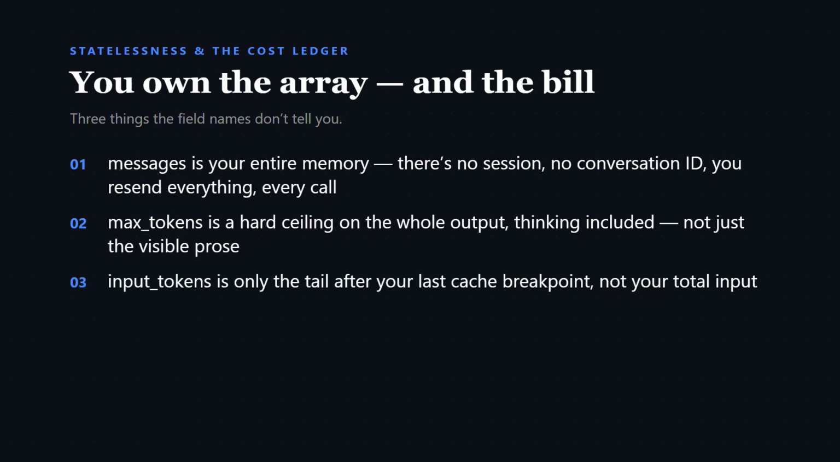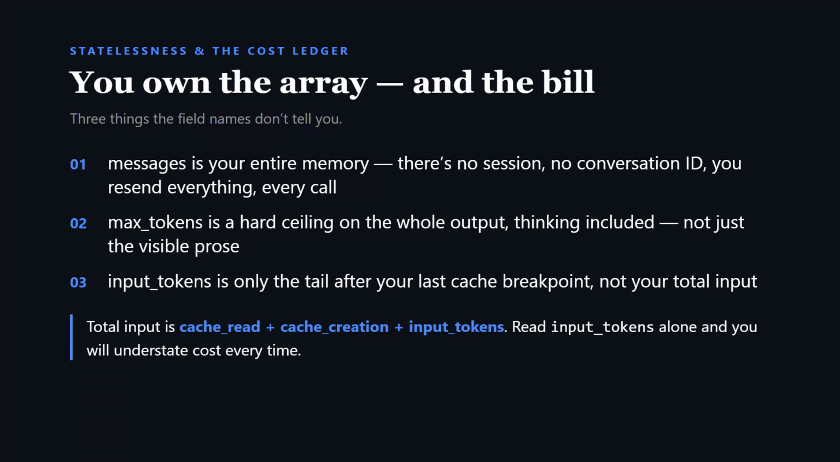Third, and this one costs people real money, input_tokens is only the tail after your last cache breakpoint, not your total input. A request sending a 200,000 token cached document plus a 50 token question reports input_tokens as 50. Total input is cache_read plus cache_creation plus input_tokens. Read that one field alone and you'll understate cost every time.